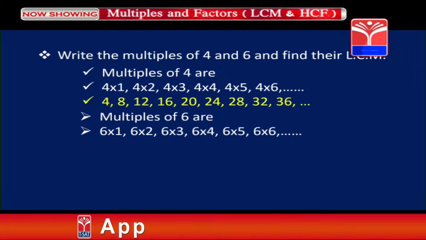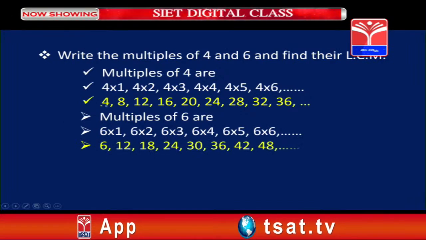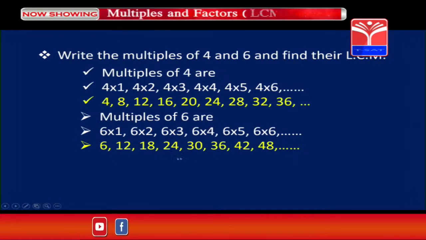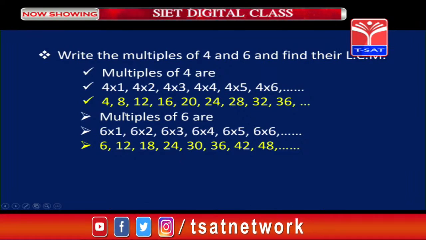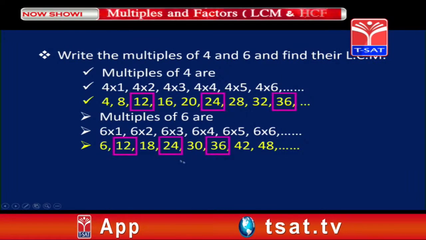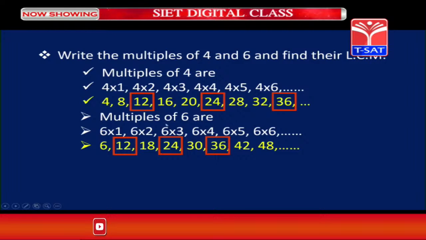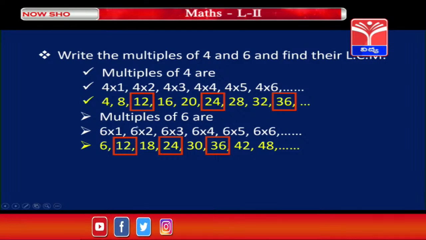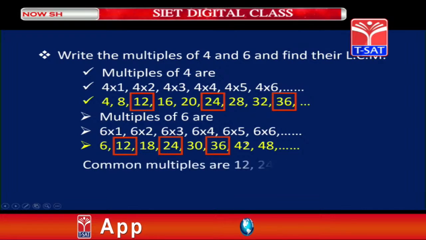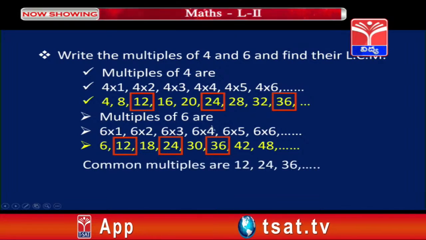The products are 6 into 1, 6, 6 into 2, 12, 6 into 3, 18, 6 into 4, 24. Have you written now? Now here, among all these multiples, try to look for any common numbers. I am showing you on screen, in red colored squares, the numbers that are common multiples. 12 is appearing at both places, 24 is existing in both multiples, 36 and so on. Write the common multiples: 12, 24, 36.